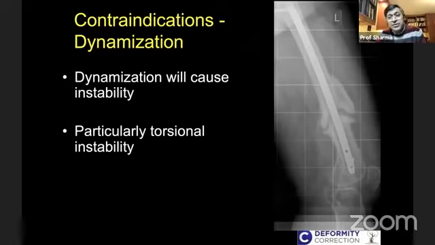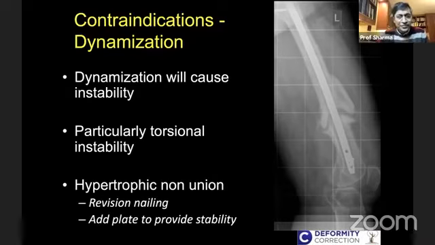As compared to this hypertrophic non-union, where if you say the principal cause is instability, there is one distal screw, and large forces are going across. If you take that screw out, it will cause massive torsional instability. It will actually make it worse. Therefore, dynamization is not a good idea in this.